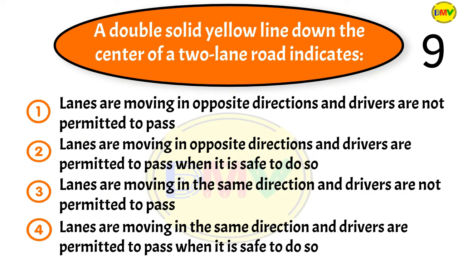Question 9. A double solid yellow line down the center of a two-lane road indicates: 1. Lanes are moving in opposite directions and drivers are not permitted to pass. 2. Lanes are moving in opposite directions and drivers are permitted to pass when it is safe to do so. 3. Lanes are moving in the same direction and drivers are not permitted to pass. 4. Lanes are moving in the same direction and drivers are permitted to pass when it is safe to do so.